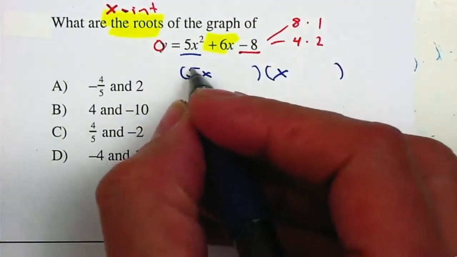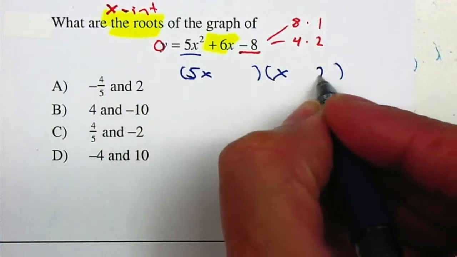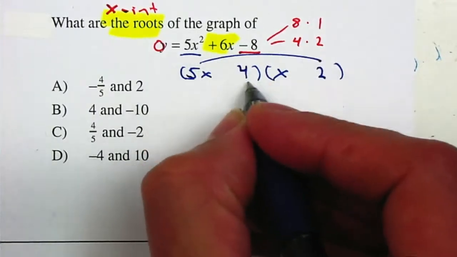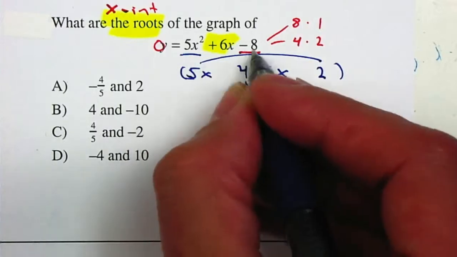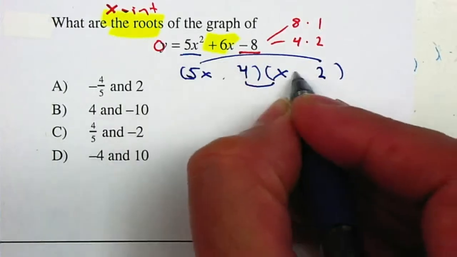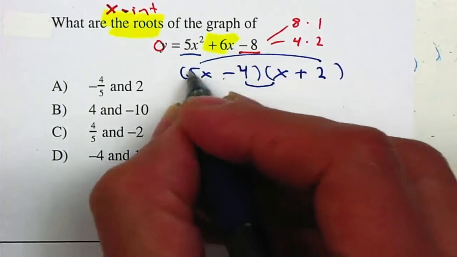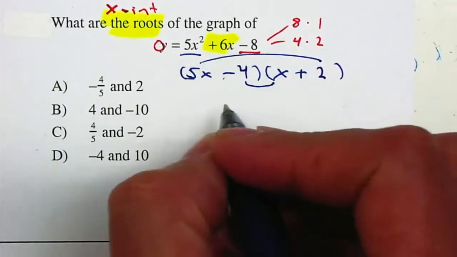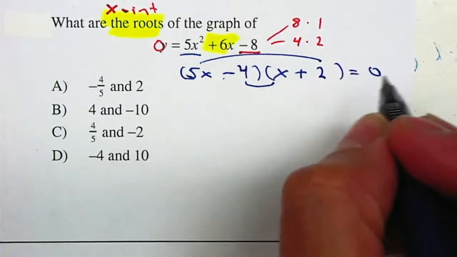So therefore, I'm going to place my 2 here, because that will give me 10, and my 4 here, and that gives me 4. This is a negative 8, so one negative, one positive. I'm going to make that a positive, and that's a negative, because that will give me 10x minus 4x, which gives me positive 6x. And that's going to be equal to 0.